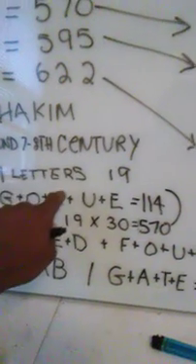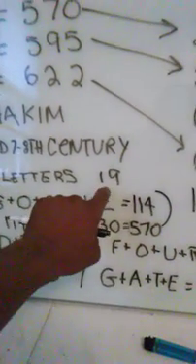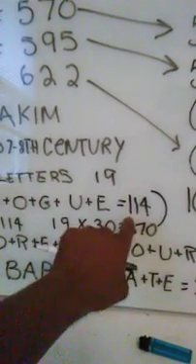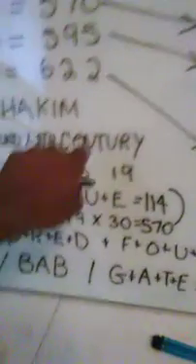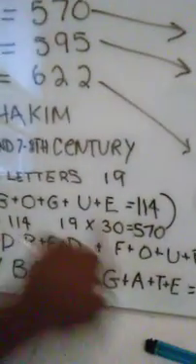So we're talking about this one word, these 9 letters, bringing us to the number 19. That's over, right? Beit El Hakim in the madrasas, right?